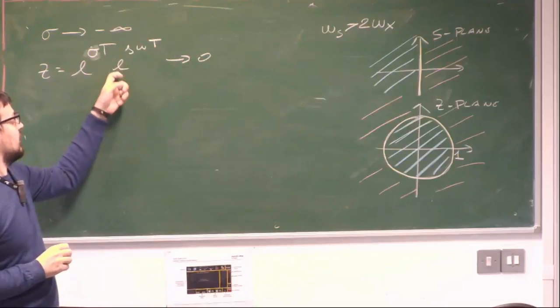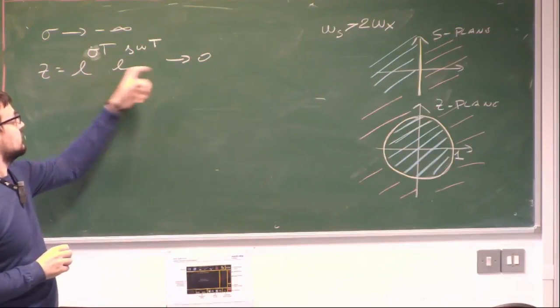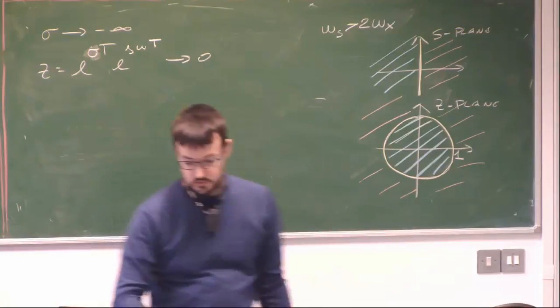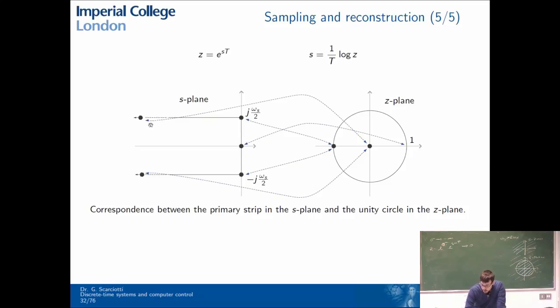The phase can be whatever, okay? This is going to 0 because the absolute value is going to 0. So if we look at this, we see that this point is mapped to 0, but also this point is mapped to 0. And any point here that is actually going to infinity is mapped towards 0, okay?